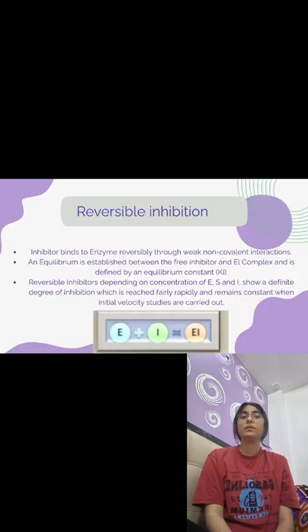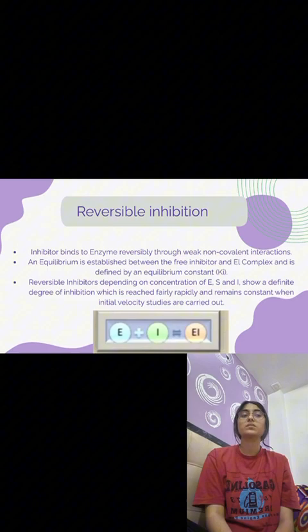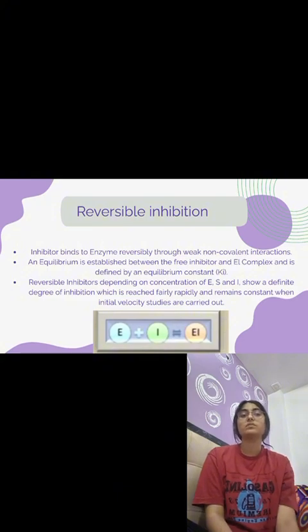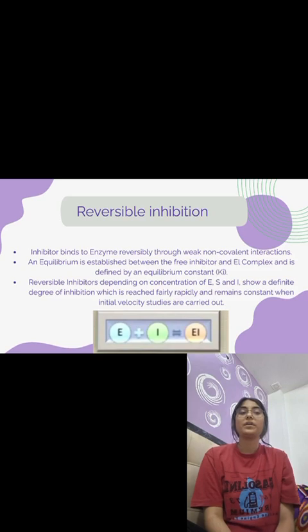Reversible inhibition. The inhibitor binds to the enzyme reversibly through a weak non-covalent interaction. An equilibrium is established between the free inhibitor and the EI complex and is defined by an equilibrium constant Ki. Reversible inhibitors, depending on the concentration of E, S and I, where E is enzyme, S is substrate and I is inhibitor, show a definite degree of inhibition which is reached fairly rapidly and remains constant when initial velocity studies are carried out.